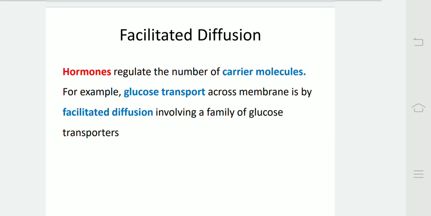Hormones regulate the number of carrier molecules. For example, glucose transport across membrane is facilitated diffusion involving a family of glucose transporters.